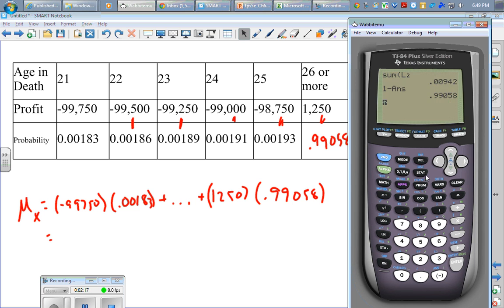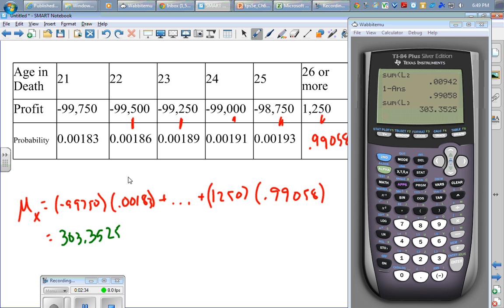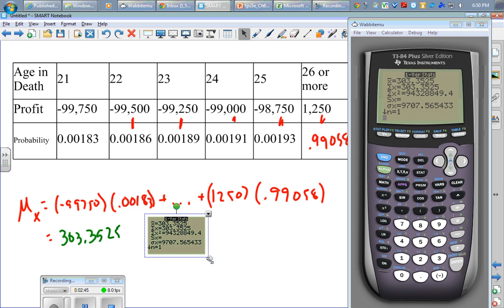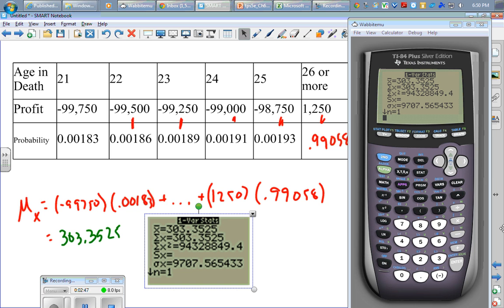And now I'm going to sum up L3. There's the mean, $303.35, 303.3525. Of course, I could also use my calculator to do it this way. Stat calc 1 bar stats. The list is L1, the frequency is L2, and there is the mean. As we can see, 303.3525 right there.